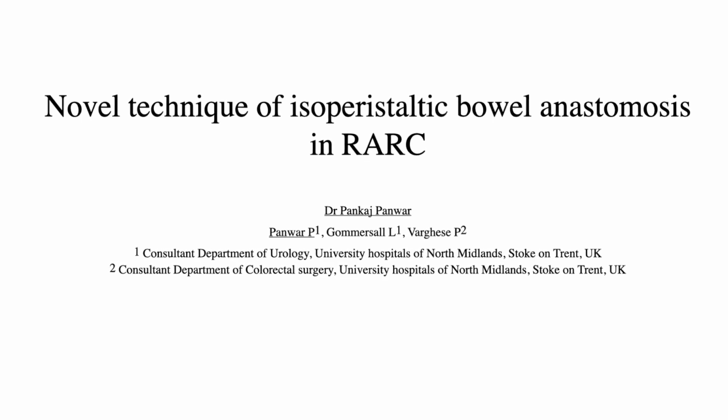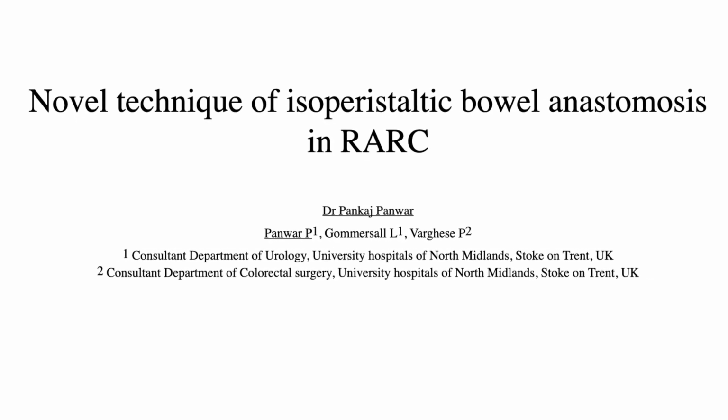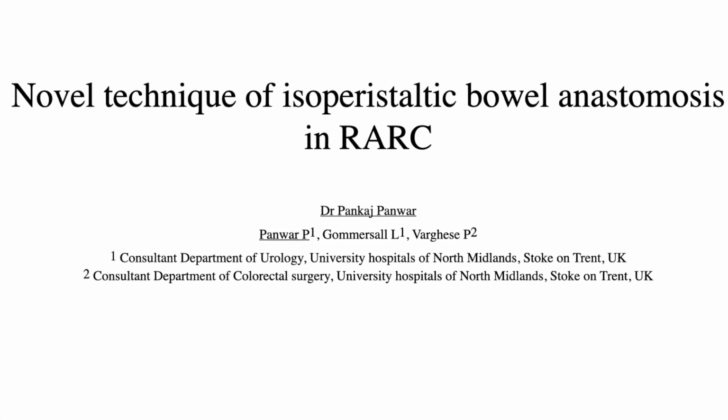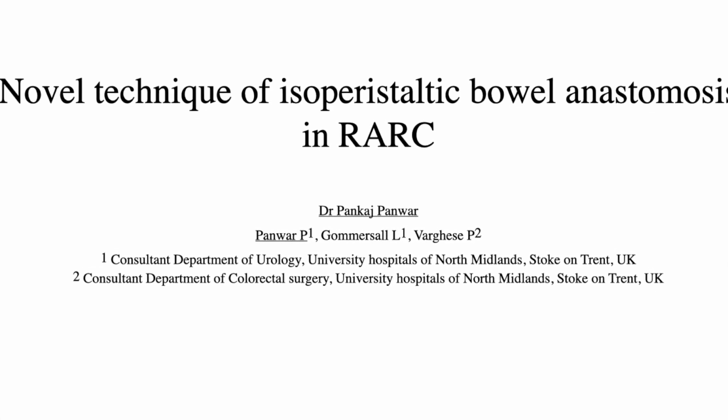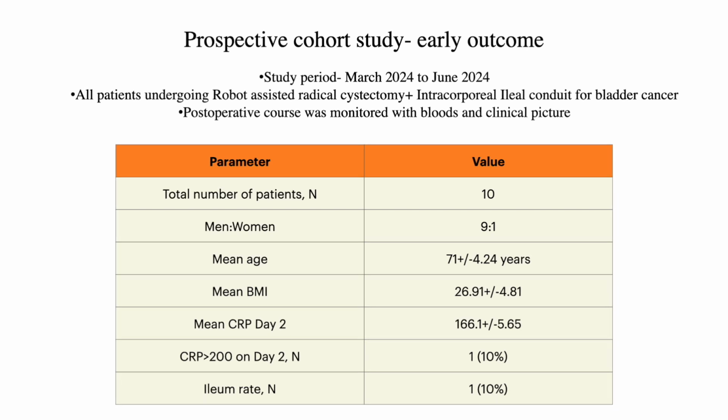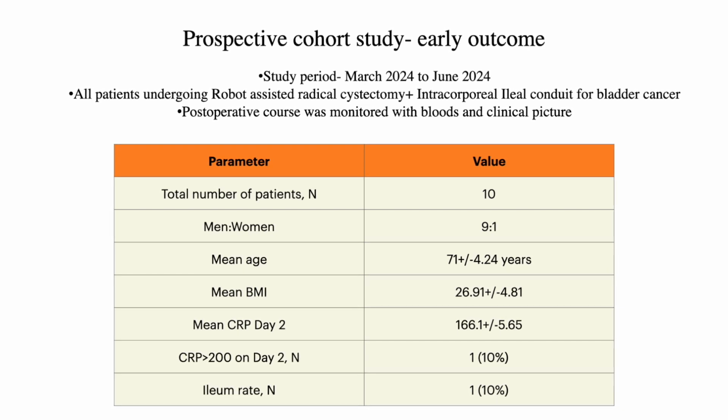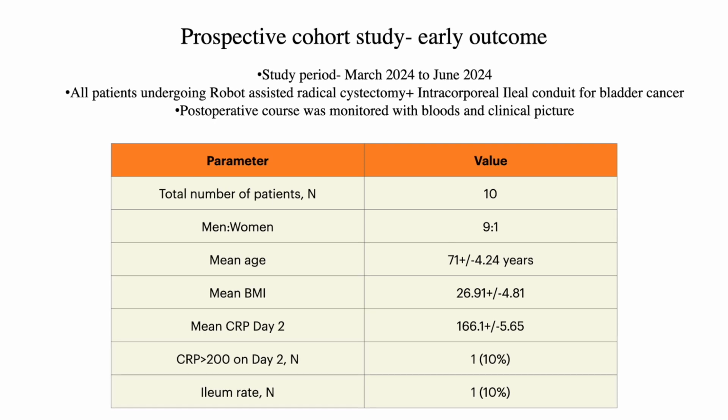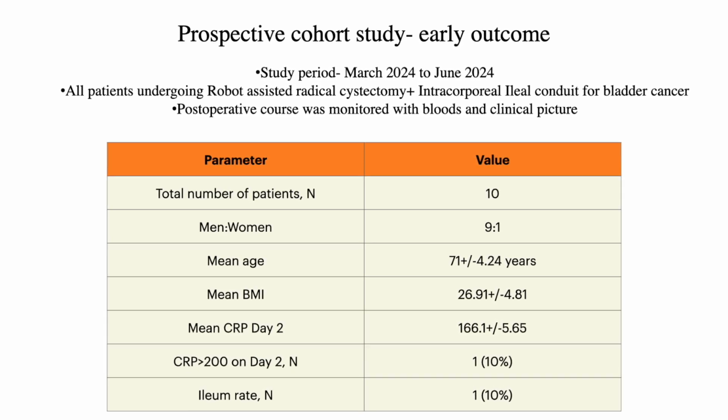In this video, I will present our technique of isoperistaltic bowel anastomosis in robotic radical cystectomy. Preliminary results are presented of this prospective cohort study using this technique, which has shown significant improvement in postoperative ileus rates. A total of 10 patients' data is available to analyze.